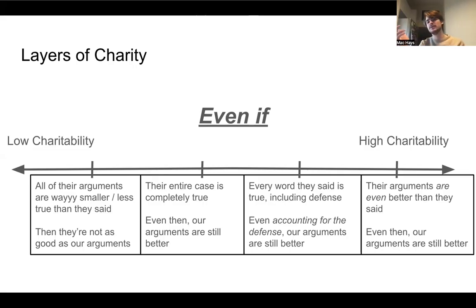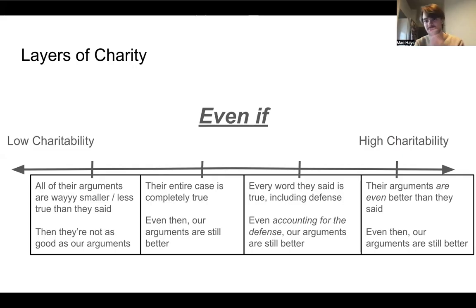A good example of something that does the more high charitability side, this is the one place I think a lot of PFers have started to get there, is extinction framing, right? The argument goes, our argument is more important because extinction is huge. And that's sort of the middle line, right? Like their entire case is completely true. Even then our arguments are still better because extinction is bigger than their puny impact scenario.